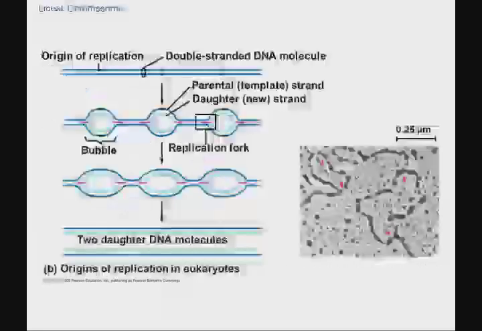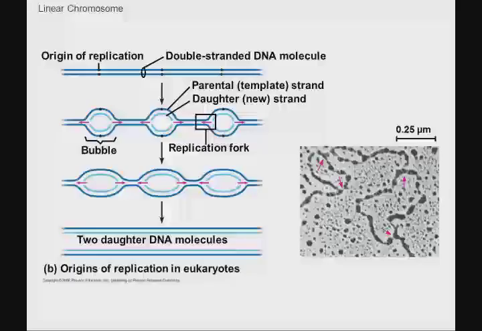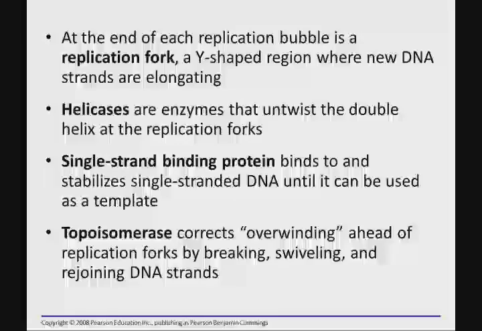Well, if you have a linear chromosome, like we see in eukaryotic cells, you have several bubbles of replication starting, several origins, until they all meet to get our two daughter molecules. So what we need to do now is break down the players in this event and start to look at the different proteins that are involved and start to learn the terminology. So at the end of each replication bubble is what's called a replication fork. And so this is where a lot of machinery is going to be found.